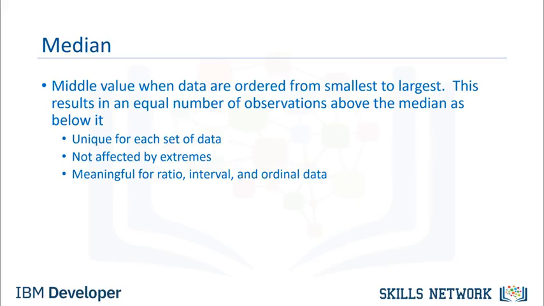The median is different from the mean. When you order the data from the smallest value to the largest value, the result in the middle, that is, the value in the middle indicating that there are an equal number of observations above and an equal number of observations below, is called the median. So if the median salary in some city is $45,000, it means that 50% of the people make more than $45,000, and the other 50% make less than $45,000.